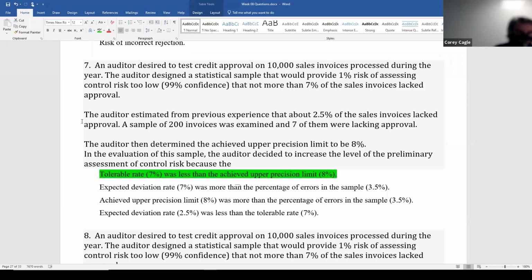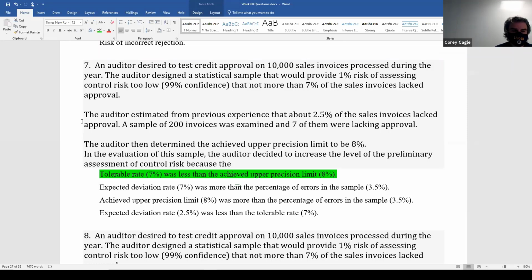So we ended up sampling 200 invoices. 7 of those were not working the correct way, and the other 193 were fine. The auditor determined that their upper precision limit, their maximum deviation rate, is 8%. So that's the upper end of that confidence interval. That's the worst case scenario, 8%. So this is all the stuff they have and all the stuff they figured out.